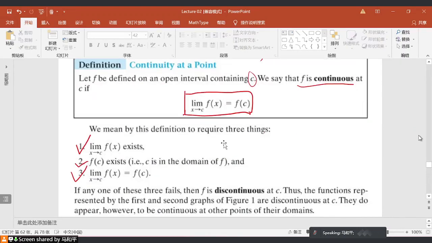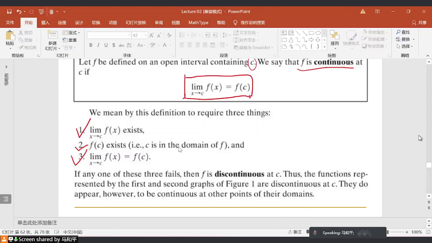So if any one of these three fails, f is discontinuous at C. Thus, the functions represented by the first and second graphs of Figure 1 are discontinuous at C. They do appear, however, to be continuous at other points of their domains. So we must remember, if it's continuous at the point C, we require three things.